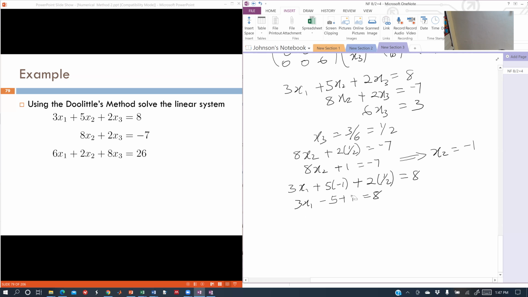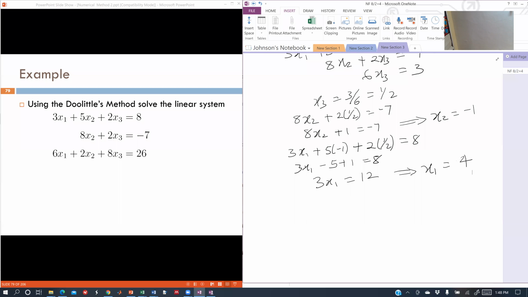The constants here give us negative 4, and it goes there to be positive 4. So we have 3x1 is equal to 12, which implies that our x1 is equal to 4. So within the short one, we can have our x1, x2, x3 being given by 4, negative 1, and then one half.